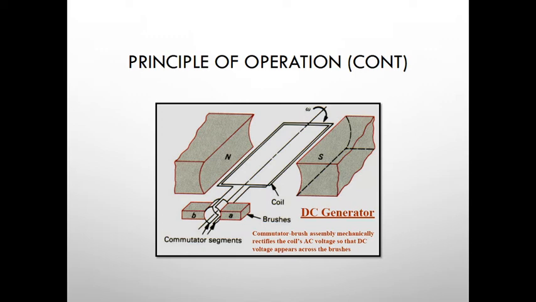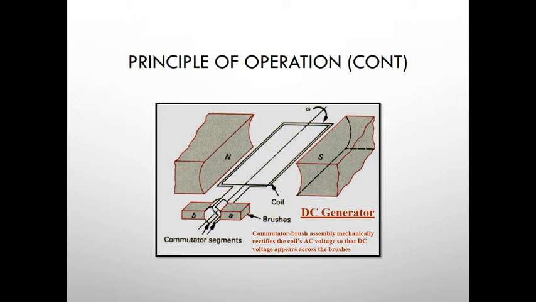we have the loop of wire placed between the magnetic field. As you can see here, we have north and south, so the line of flux is moving in the direction from north to south. The loop of wire is connected to commutator segments, and at the commutator segments we also have brushes connected, so that the output will be brought to the external circuit, which is the load.